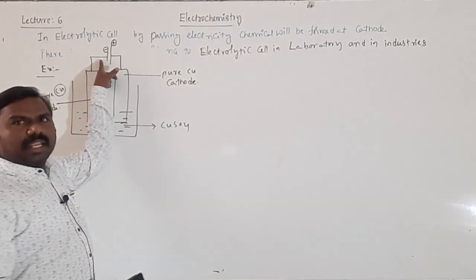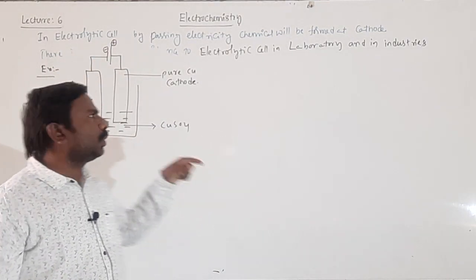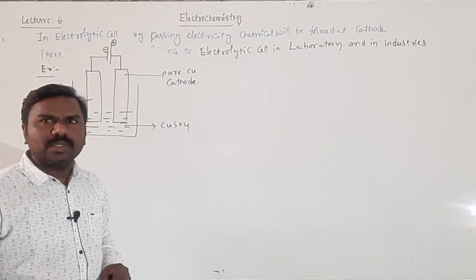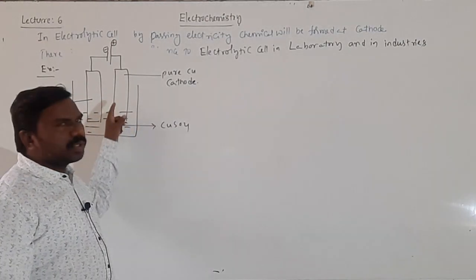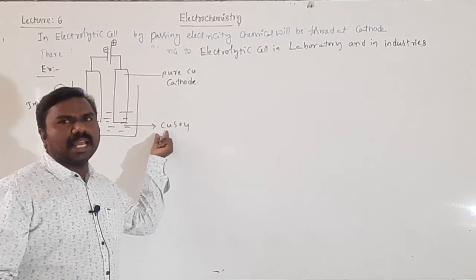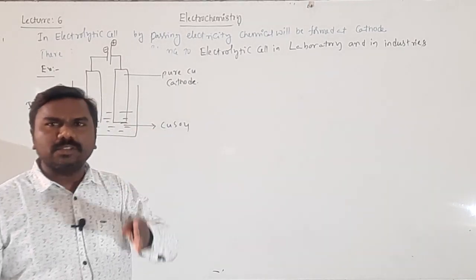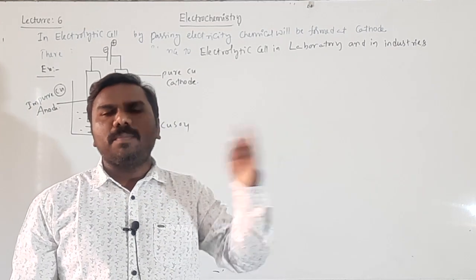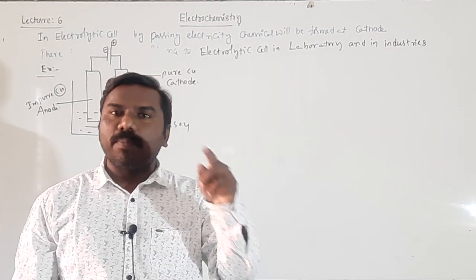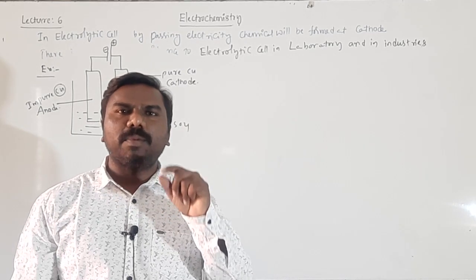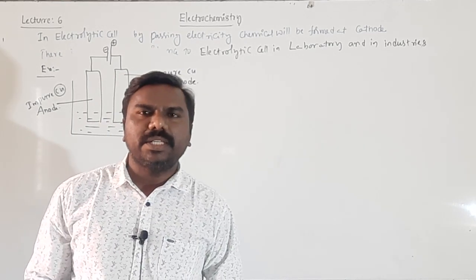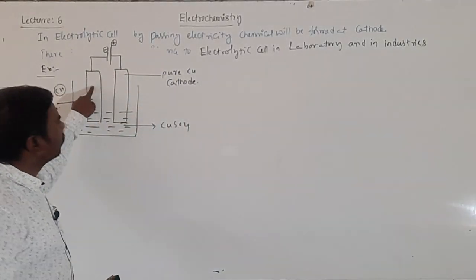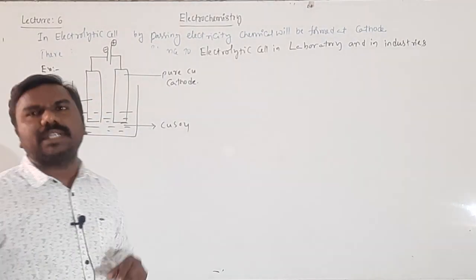By this battery, I can pass some electricity through these electrodes, and by that energy copper sulfate is dissociated, it means electrolyzed, and copper will be deposited at the cathode. Deposition takes place at the cathode. Deposition means reduction, right? So one rod undergoes oxidation, another undergoes reduction.